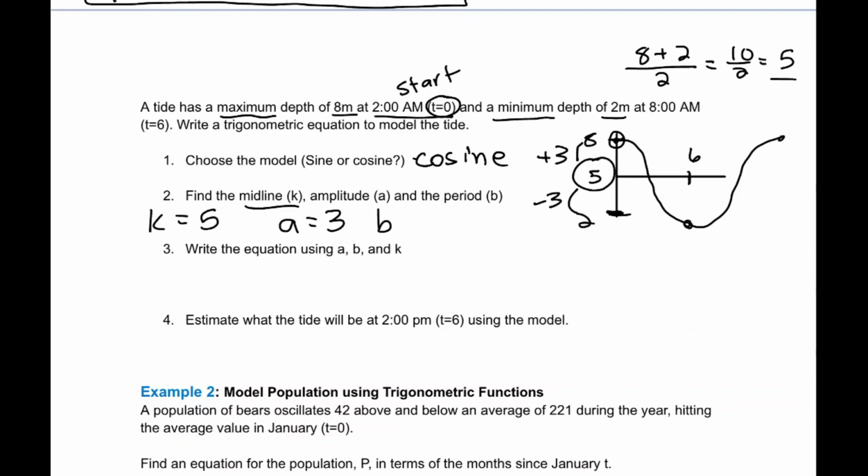And again, to find your period B, I have to do 2 pi divided by P, where P is my period. Period is how long it takes to go from start to end. Now, if this took 6 seconds to get to the minimum, it would have to double, since to get back to the maximum it takes another 6 seconds. So the period would be 12. So to find B, I have to do 2 pi divided by 12. So B would be pi over 6.